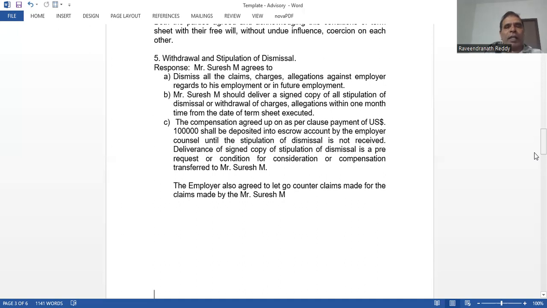The employer also agreed to let go of counterclaims made against Mr. Suresh M. So if the employer has made any counterclaims for the claims raised by the employee, they should be let go, because he has already withdrawn or dismissed his charges upon agreeing to the terms and conditions.